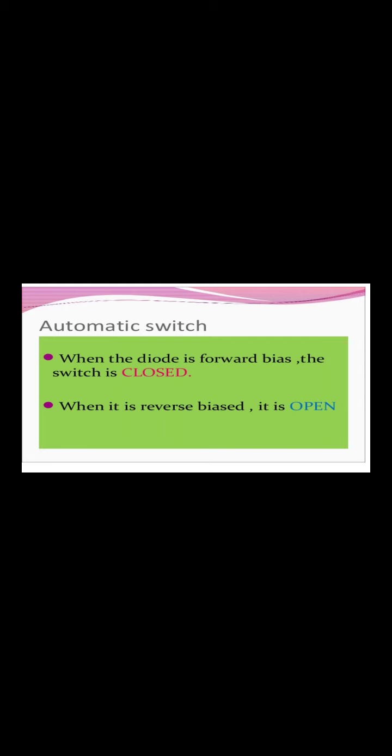If the diode's anode terminal is connected to the positive terminal of the battery and the cathode terminal is connected to the negative terminal, then the diode is in forward bias, current flows, and it acts as a closed switch. Exactly the reverse: if the anode terminal is connected to the negative terminal of the battery and the cathode is connected to the positive terminal, then the diode is in reverse bias and it acts as an open switch.